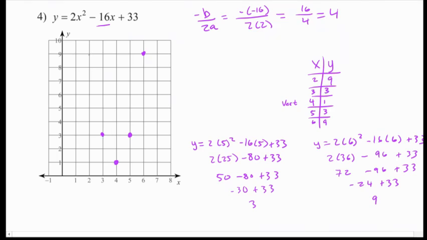And so we see here that we have this stretched out quadratic, which, again, the a value here is 2, so it makes sense that it's a little bit stretched out. And we have our 5 reference points, so we're good to go.